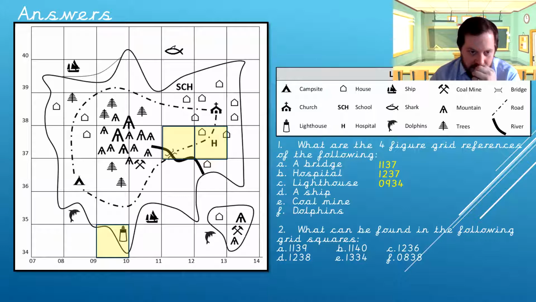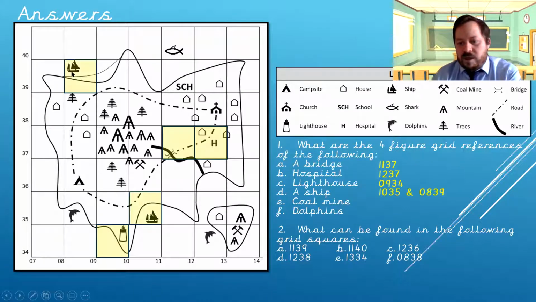The lighthouse, which was down here, is in this one here, so 0934. The ship, or one of the ships, so you could have two answers for this one, either here or here. So you could have either one of those two, 1035 or 0839. The coal mine, so we'd have to look for what a coal mine is, and this is the one here, is over here and here. So you can have either one of those two, 1036 or 1334.